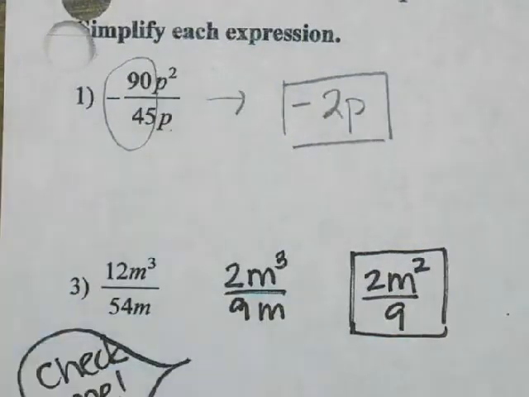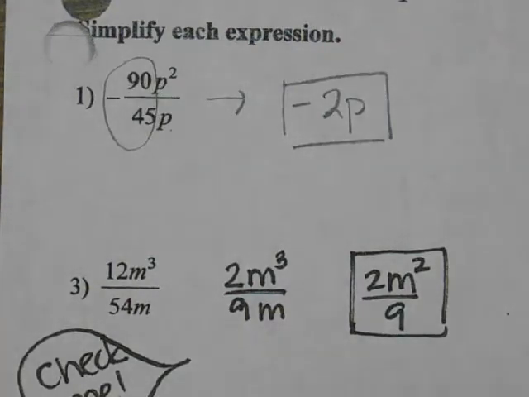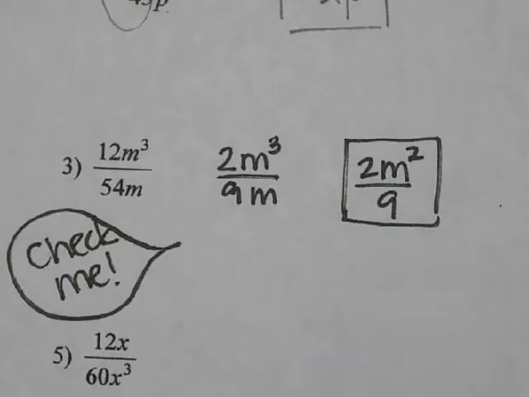Now, the instructions did not say to find the excluded value, so we can relax our brains for a little bit on that one. All right. Thank you, God. Number 3 says, check me. Is number 3 right? Don't say it out loud. Just think about it.